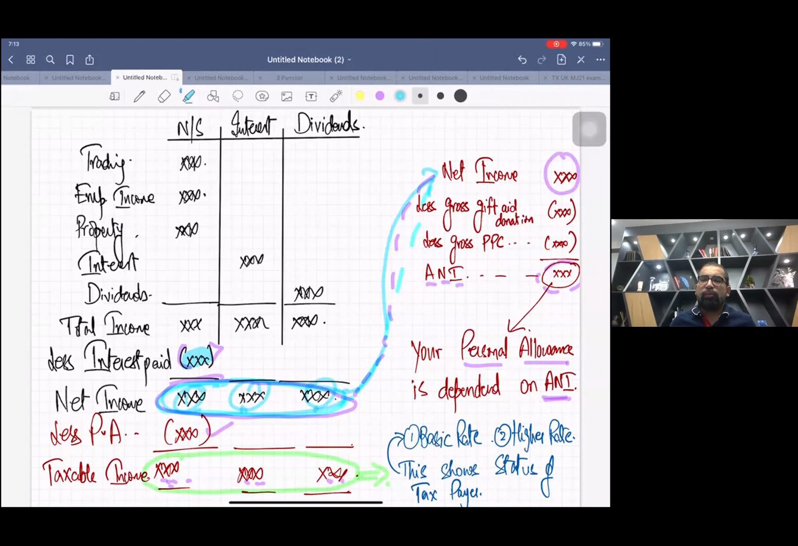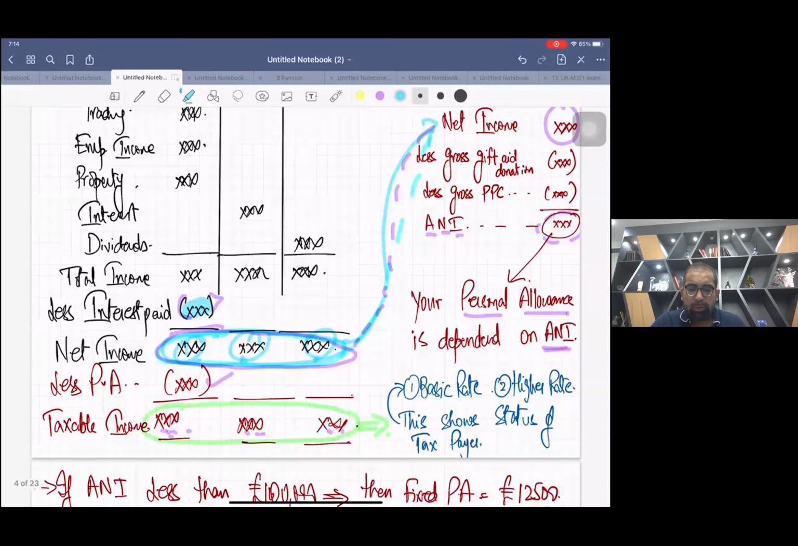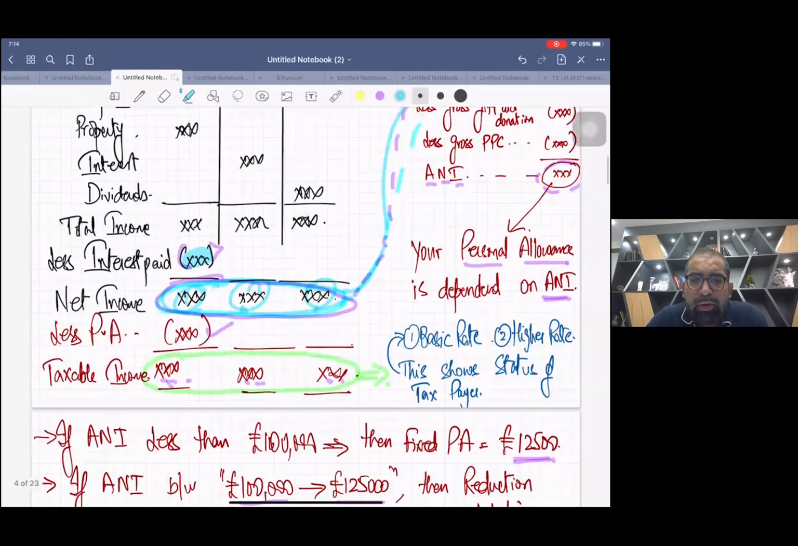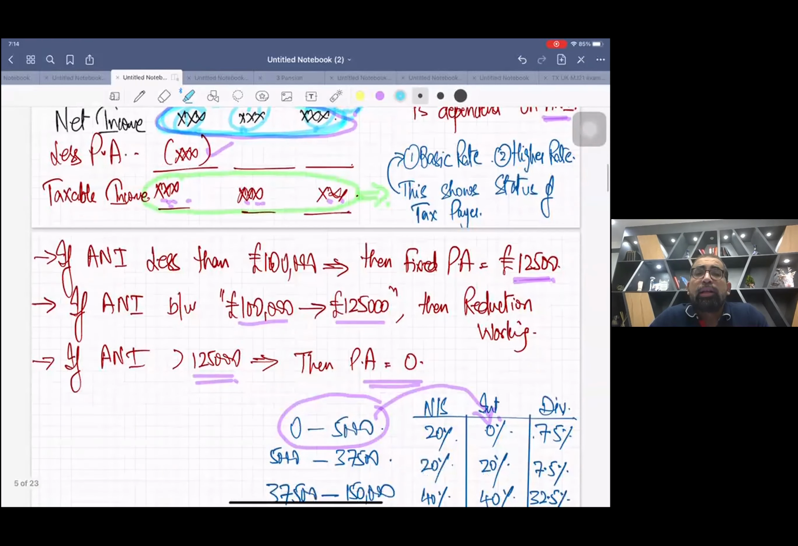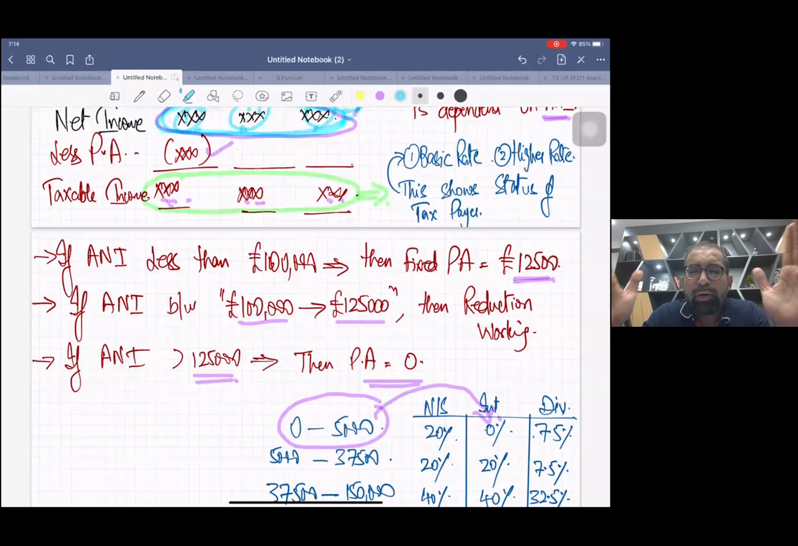Now listen very carefully. You better know that your personal allowance is dependent on ANI. Your personal allowance is dependent on ANI, right? Okay, let me show you. Listen carefully. If your ANI, look at the screen, is less than 100,000, means from 0 to 100,000, then you will get a fixed personal allowance of 12,500, right?